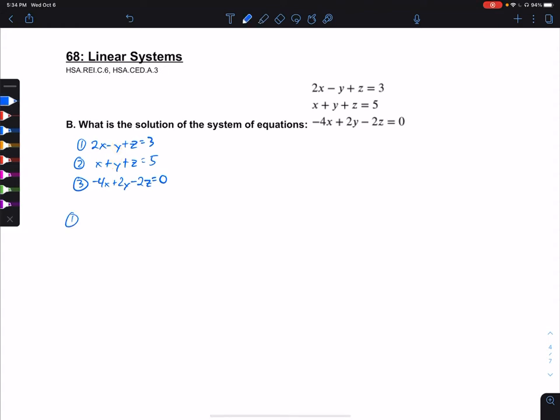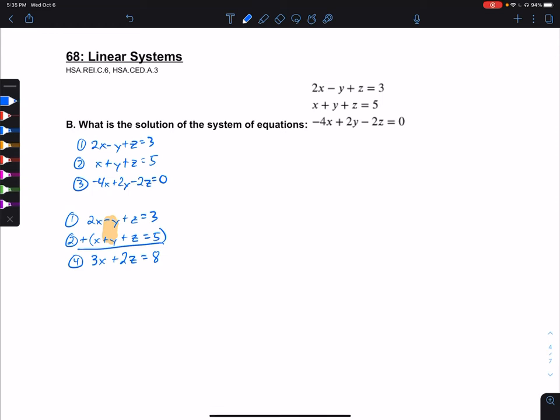I'm going to take equation 1, which is 2x minus y plus z is equal to 3, and equation 2, which is x plus y plus z equals 5. And I'm going to add those up because the y's will drop out. So 2x plus x would be 3x. The y's are gone. Z plus z is 2z, and 3 plus 5 would be 8. So let's call that equation 4.